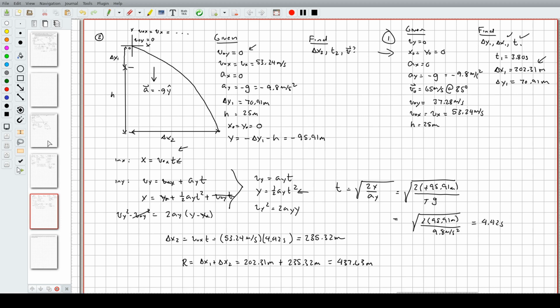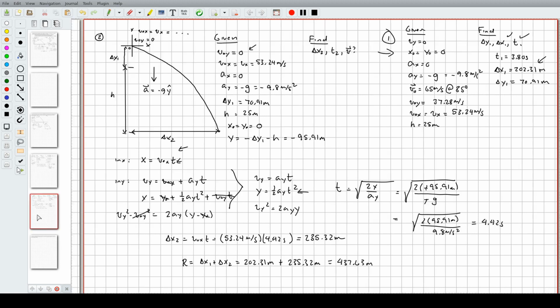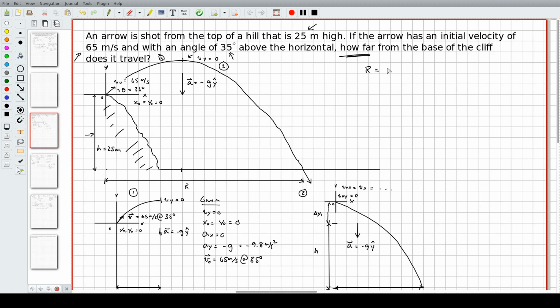Now, if I go over and look at my problem, I have 2 sig figs here, I have 2 sig figs here, and I have 2 sig figs here. So at the end of the day, when we write down the range, that is the distance from the base of this thing, it is going to be rounded to 440 meters, 2 sig figs. So the range is 440 meters.